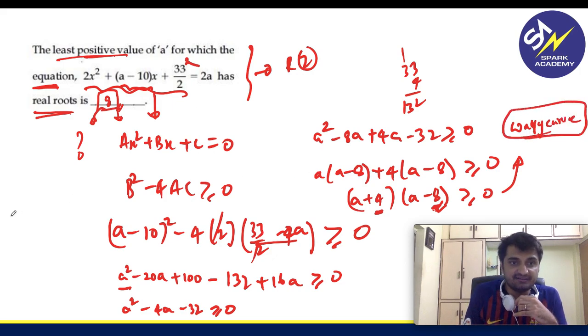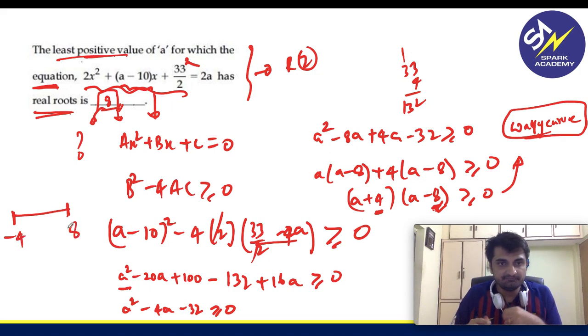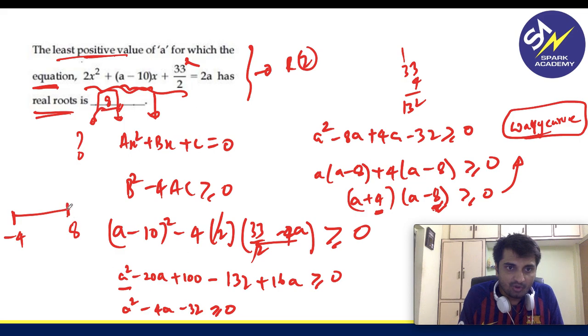What is wavy curve method, guys? Draw a number line, mark the points, whatever are given on the number line. This is -4, this is 8, right? Now tell me all the values above 8, what am I getting? I'll show you wavy curve method. Above 8, greater than 8, we are definitely getting positive, right? Here also if you substitute any value above 8, you are getting positive.